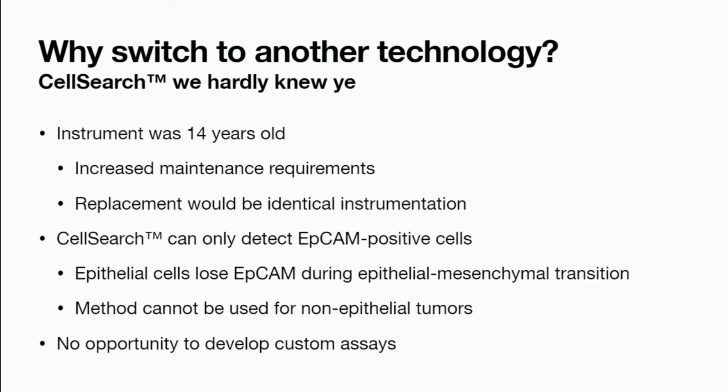The other issue that came up with CellSearch is that it really is limited in that it can only detect cells that are EpCAM positive. So if you wanted to detect cells that don't have EpCAM, this technology won't work. For example, epithelial malignancies can undergo something called an epithelial mesenchymal transition. It's part of their tumor progression. And in this EMT, as it's called, cells will lose expression of things like EpCAM, and so will no longer be detectable using this assay.